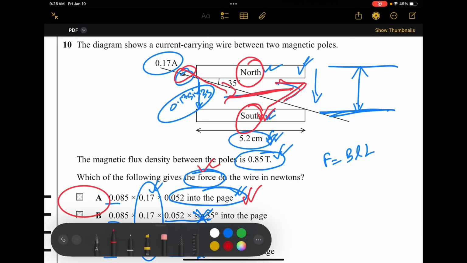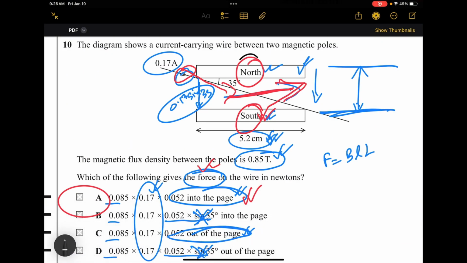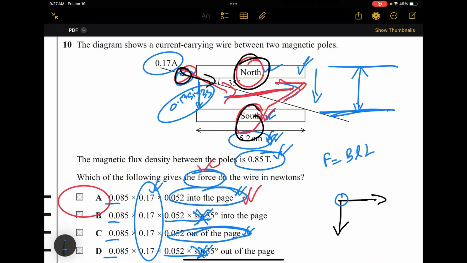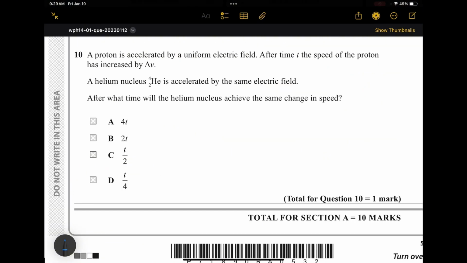If I make you guys understand again, we can see the magnetic field is like this, and the current is going right here. So we can take the current in the right direction. Then our force will definitely be into the page. So we can say our correct answer is A. You can use your Fleming's left hand rule in order to figure that out.